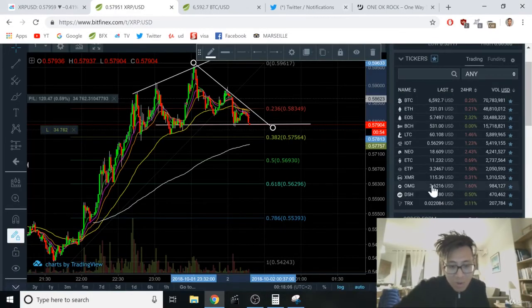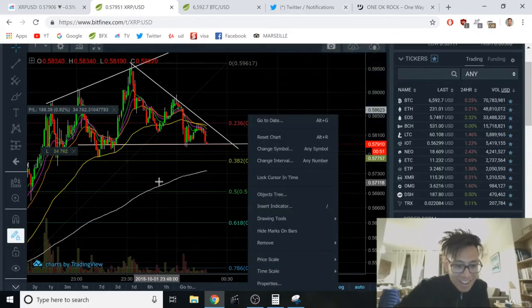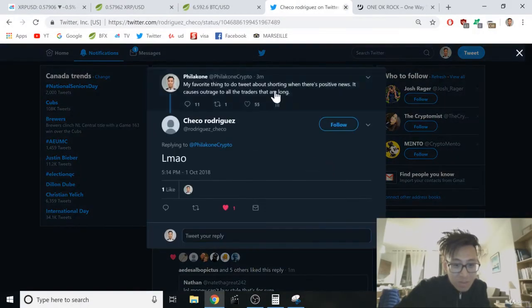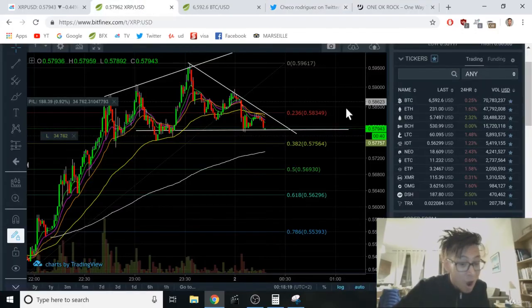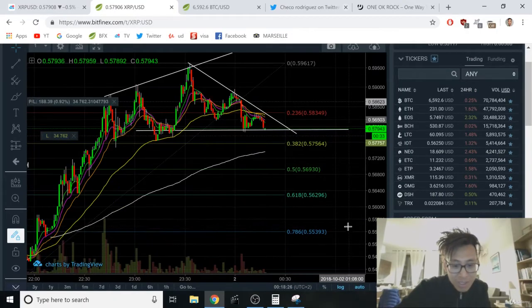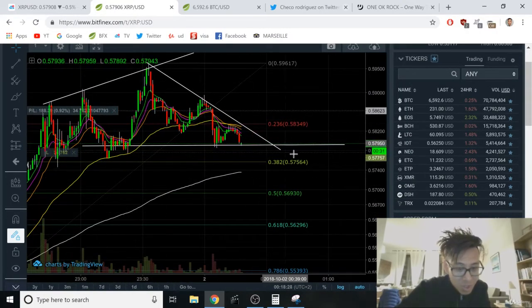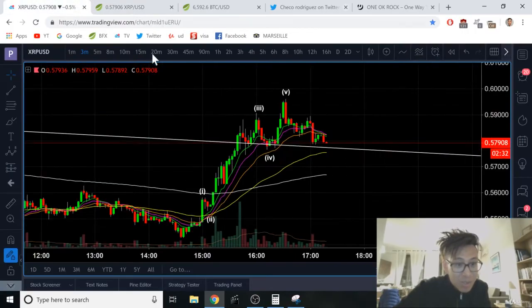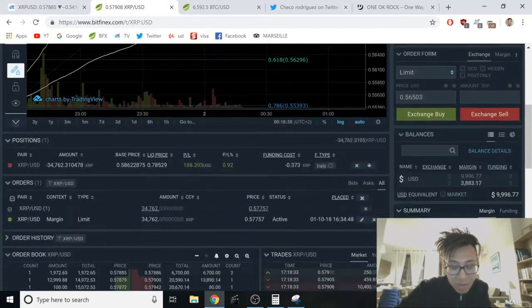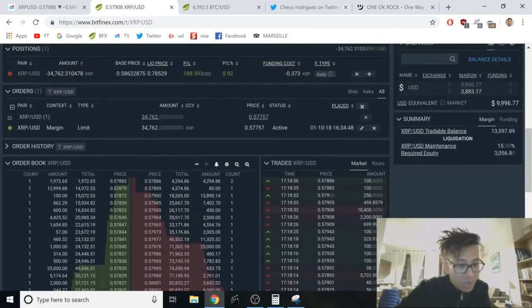Okay, guys, here we go. It's going down. There's the ascending triangle. You guys want to see something very funny that I tweeted? My favorite thing to do is tweet about shorting when there's positive news. It causes outrage to all the traders that are long, which is exactly what's happening right now, if you notice here. You guys notice how right here we're in an ascending triangle? This whole structure is kind of ascending right now. So I think it's gonna break down pretty hard, guys. I really believe it's gonna break down very hard right now. I don't think it's gonna hold up whatsoever.